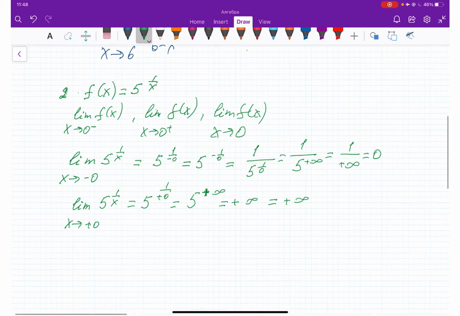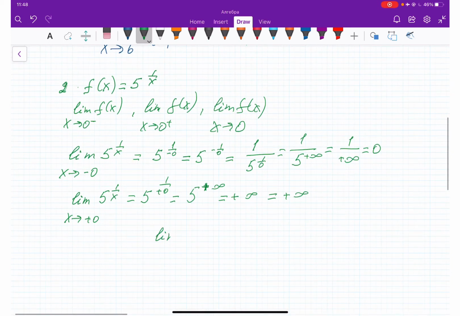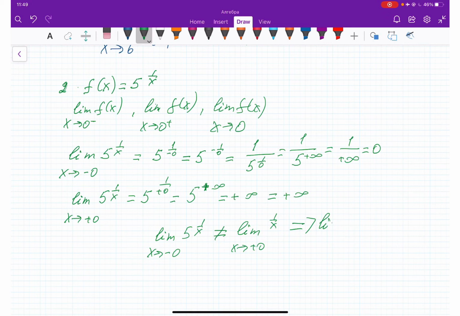Okay, now, as we can see, the limit of 5 to the power 1 over x as x approaches negative 0 does not equal the limit of 5 to the power 1 over x as x approaches positive 0. Hence, therefore, the limit as x approaches 0 of 5 to the power 1 over x does not exist. Okay?